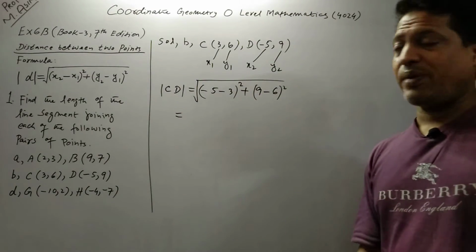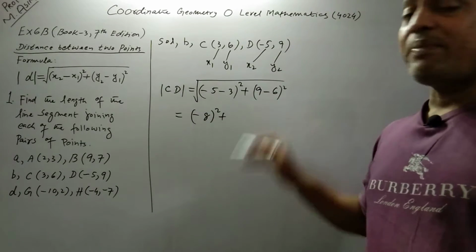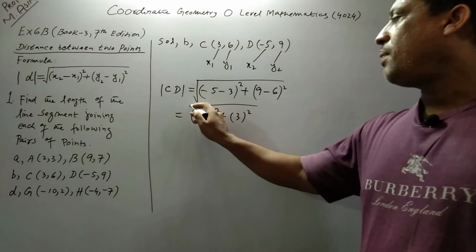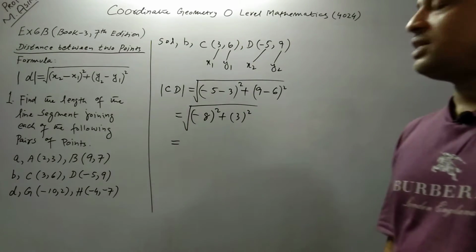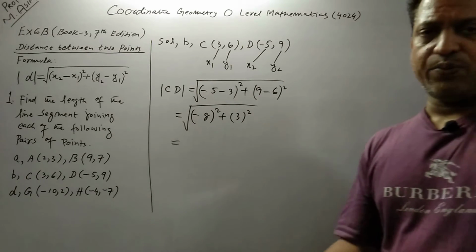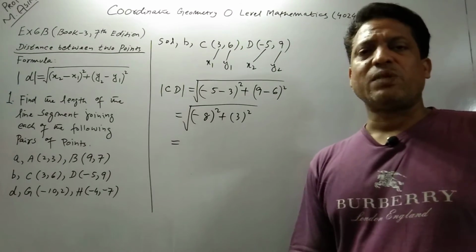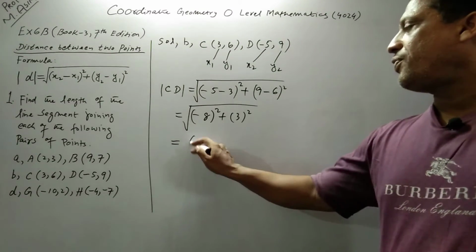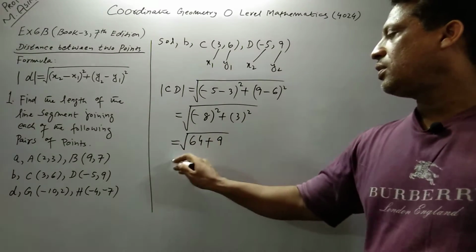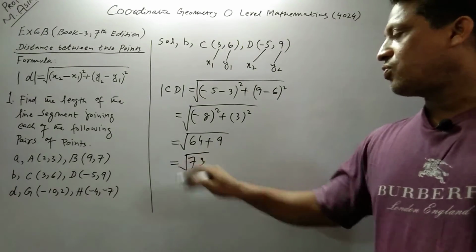-5 minus 3 is -8. -8 square. 9 minus 6 is 3. 3 square. Apply the whole square root. What is the answer of -8 square? The square of a negative number is always positive. So -8 whole square is -8 into -8. Minus minus plus, 8 8s are 64. And 3 square is 9. And 64 plus 9 is 73, square root.